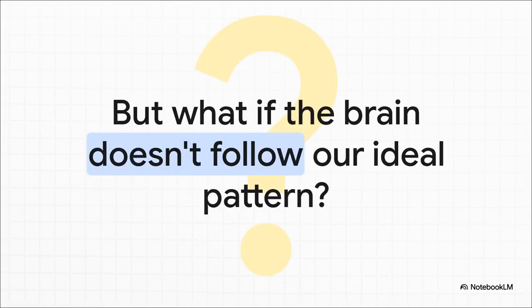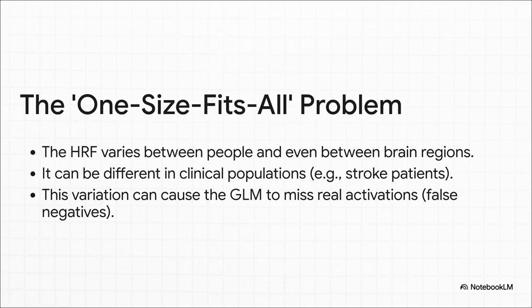And this brings us to the crucial turning point. We've built this really elegant system based on one huge assumption, that the brain's response is always neat and tidy and looks just like our perfect little model. But what happens when reality is a little bit messier? And this gets to the absolute core limitation of the GLM.